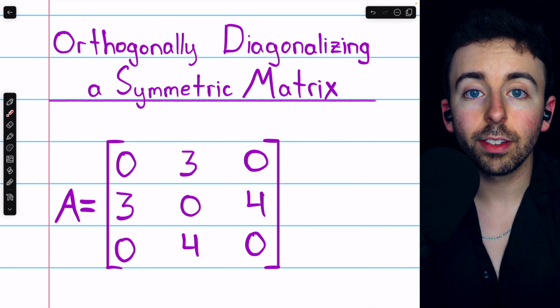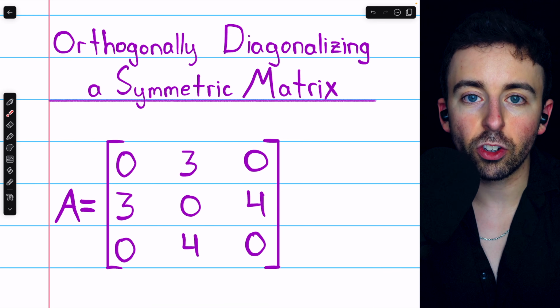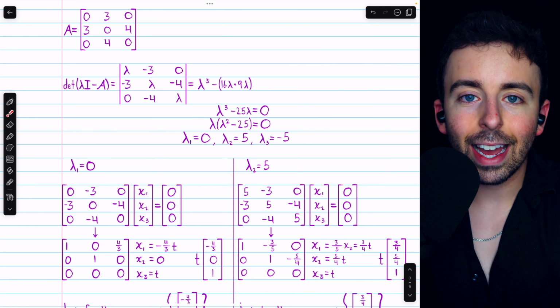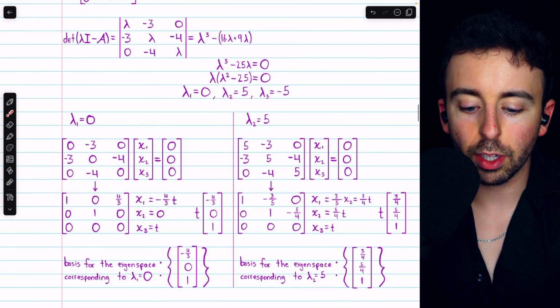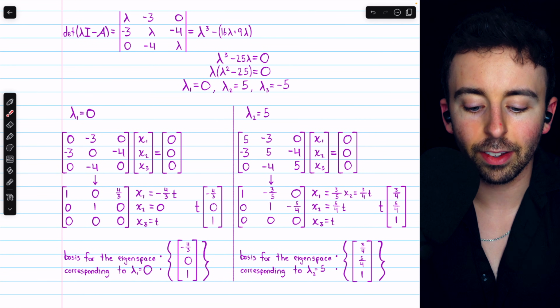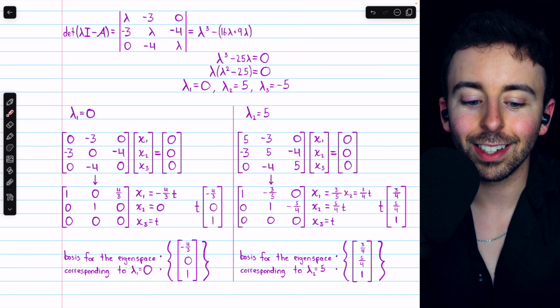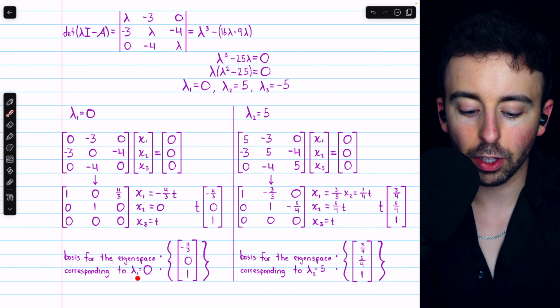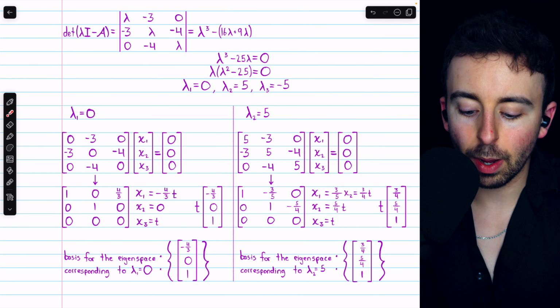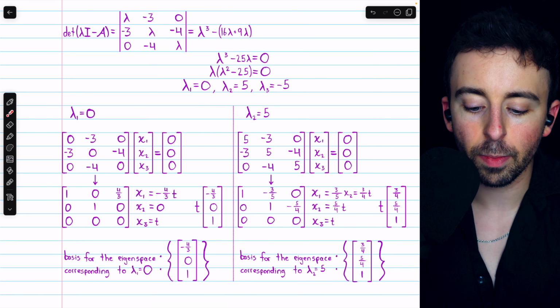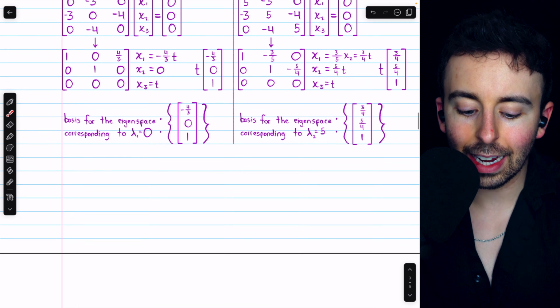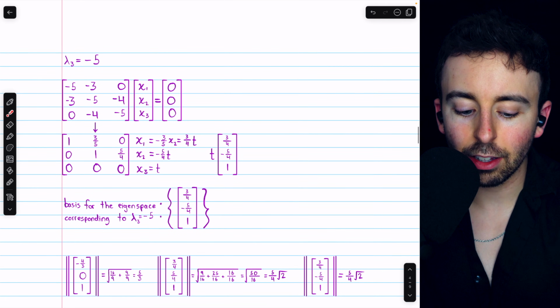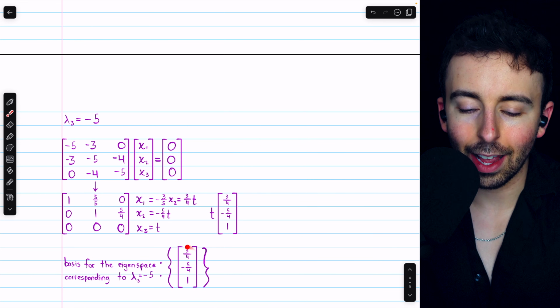We have to begin with step 1, finding a basis for each eigenspace of A. Finding eigenspaces should be familiar to you at this point, so I will not go through the details, but they are here if you would like to look at them. The basis for the eigenspace corresponding to the first eigenvalue of 0 is this vector here. The basis for the eigenspace corresponding to the second eigenvalue of 5 is this vector here. And for the third eigenvalue of -5, the corresponding eigenspace has this vector as the basis.